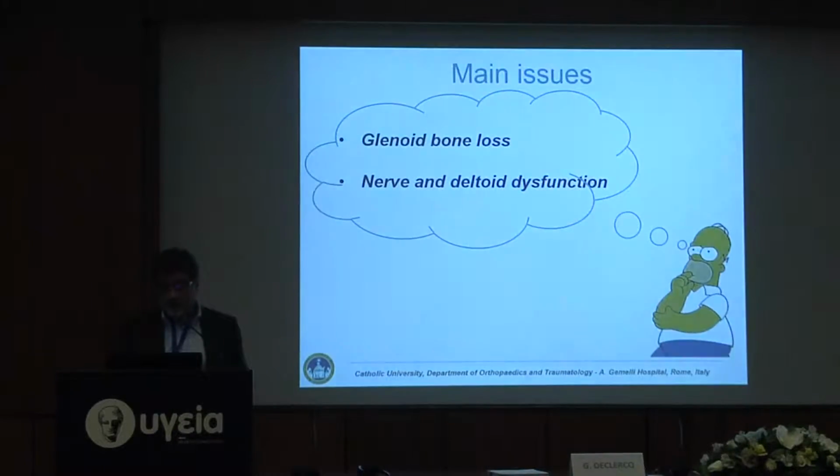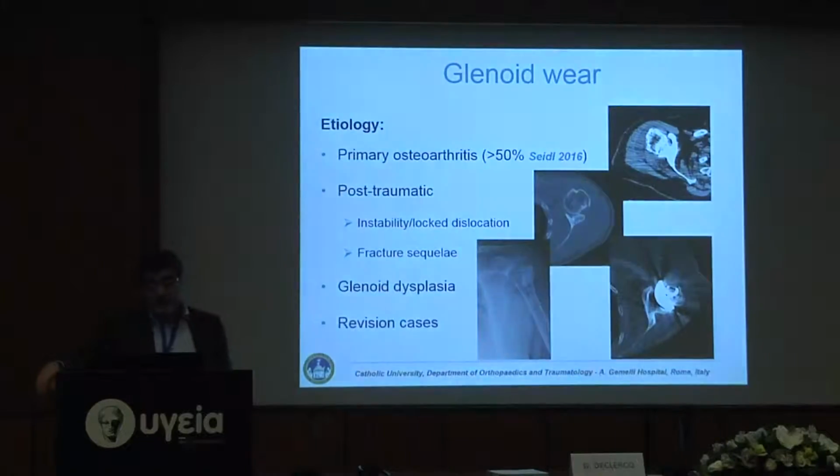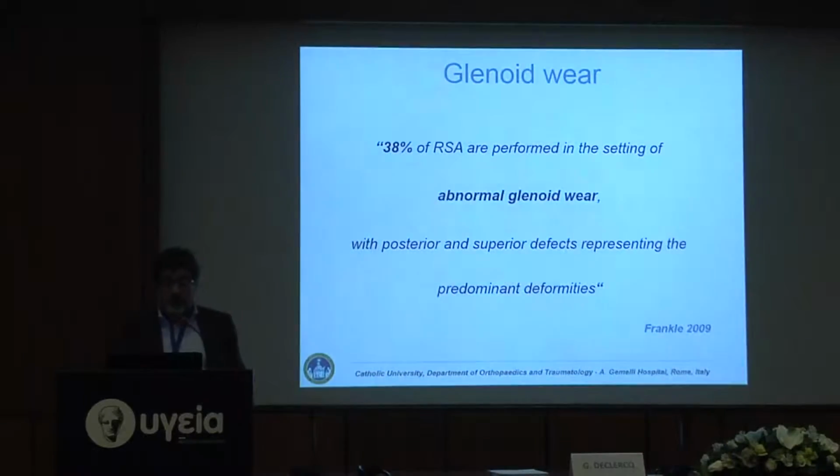of the joint itself. So the etiology of glenoid wear is related, first of all, to primary osteoarthritis or to post-traumatic conditions such as instability, shoulder dislocation, sequelae of fractures of the glenoid, or glenoid dysplasias or primary conditions, or in case of revision, to progressive wear as a late sequela of any arthroplasty. Glenoid wear is one of the most considered indications for reverse shoulder arthroplasty.